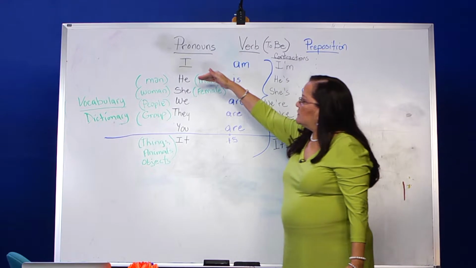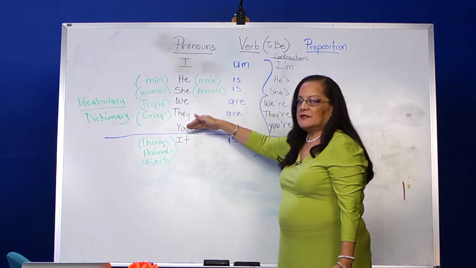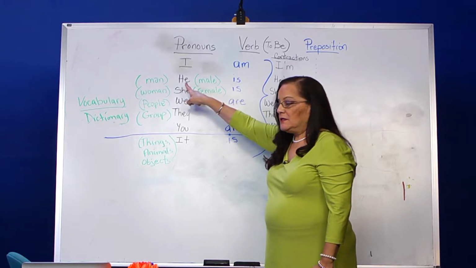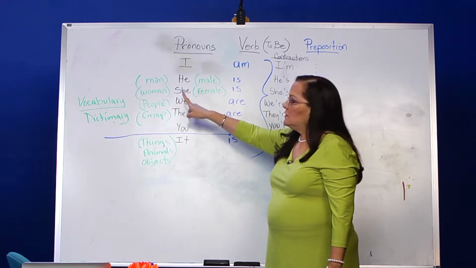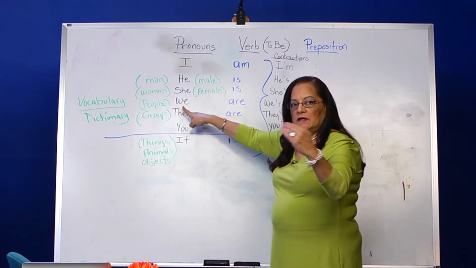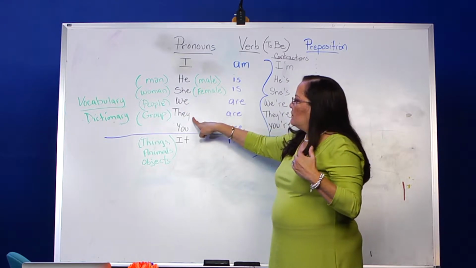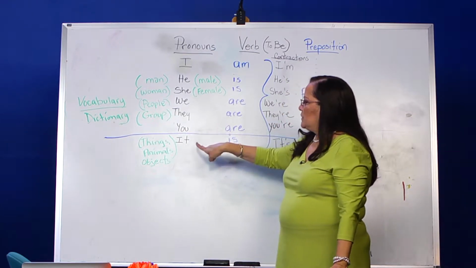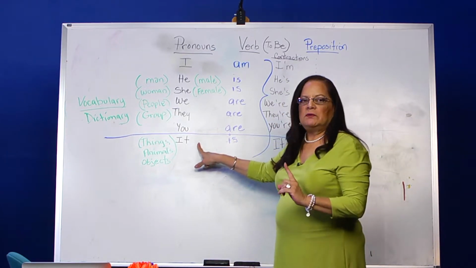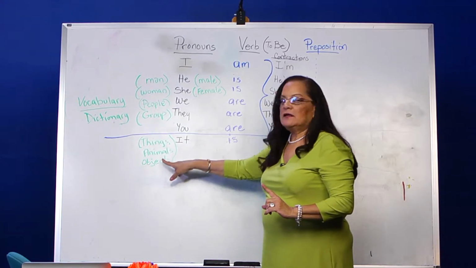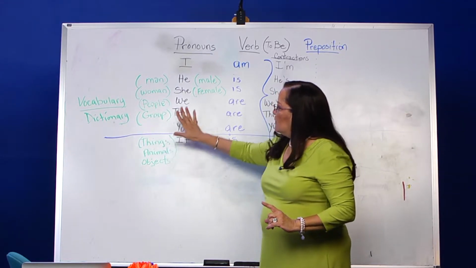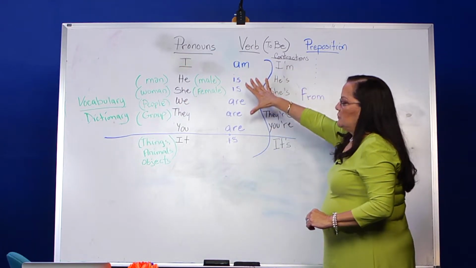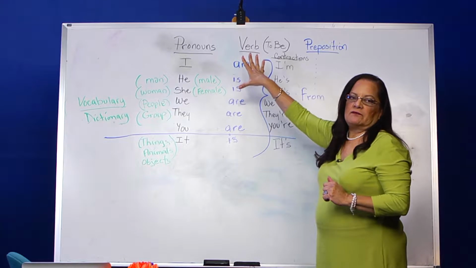Then we have different versions of a sentence structure. It depends if you're talking about a man, he; a woman, she; people, we, including yourself; they, those outside of you; you; and it. Remember, it can only be used with things, animals, and objects. Everything above is all about people. And to create a sentence, you must have a verb.